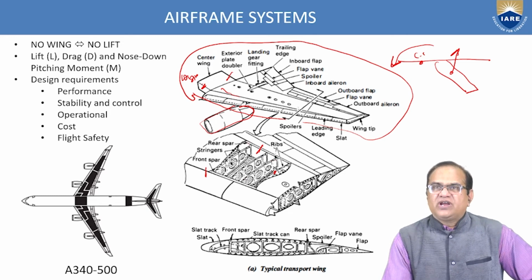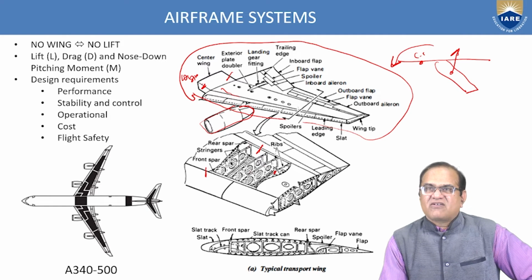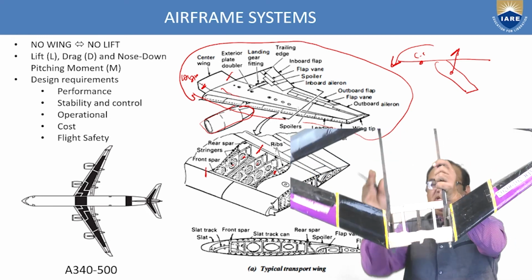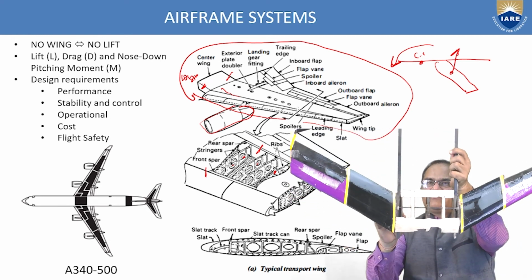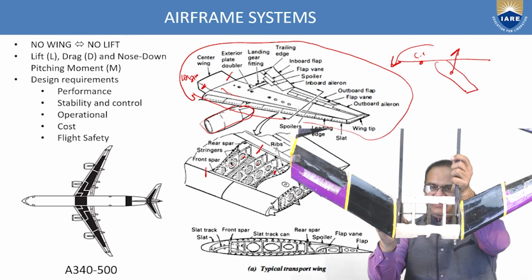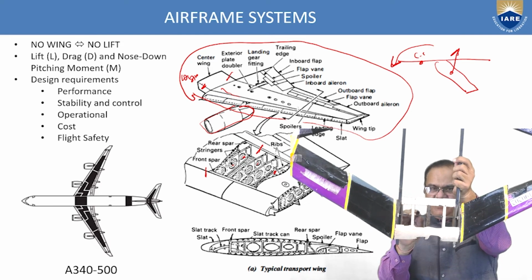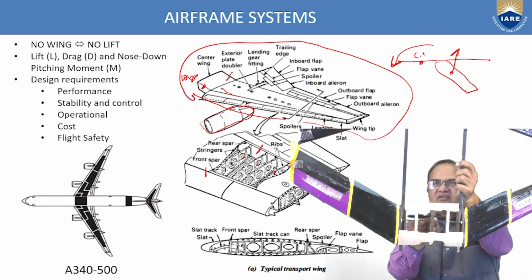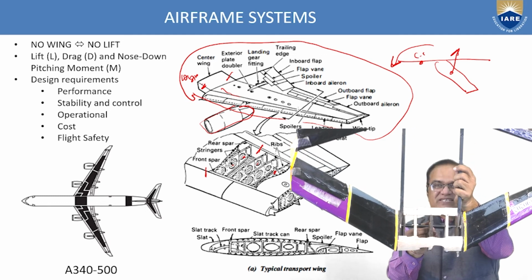1, 2, 3, 4. It is shown here. They are called the ribs. And here they are called the stringers. Stringers are small rods. I have shown here. These are the front spar. Here and these are small rods, a number of rods like this. They are called the stringers.